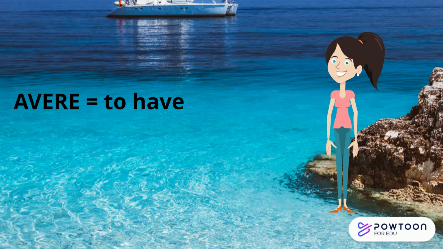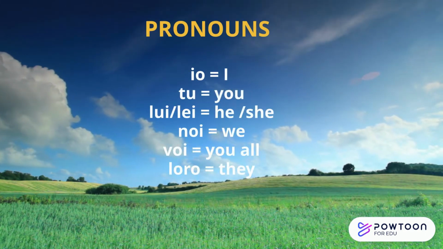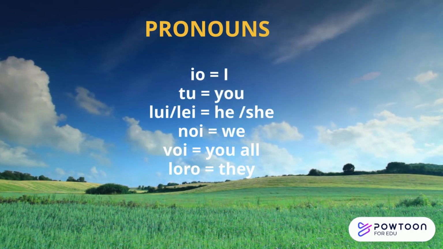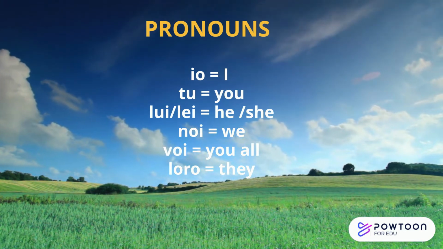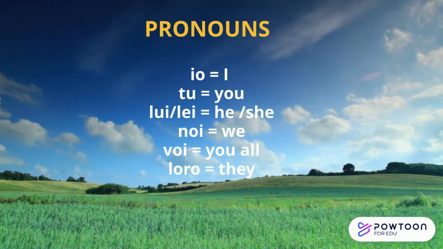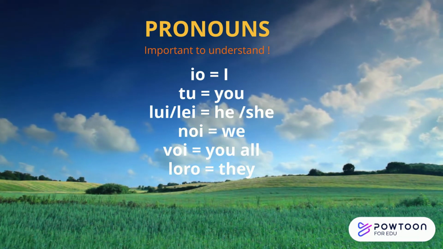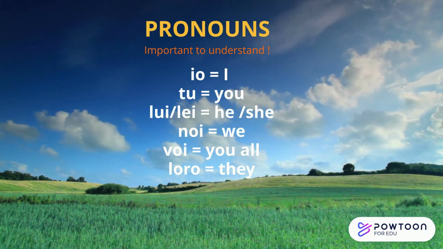So today we're going to be learning about the verb AVERE, which basically means to have. So before we actually learn about AVERE, the verb AVERE, we need to understand pronouns. Io means I, tu means you, lui or lei means he or she, noi means we, voi means you all, and loro means they. So learn these pronouns and then the verb avere will be a lot easier to understand.